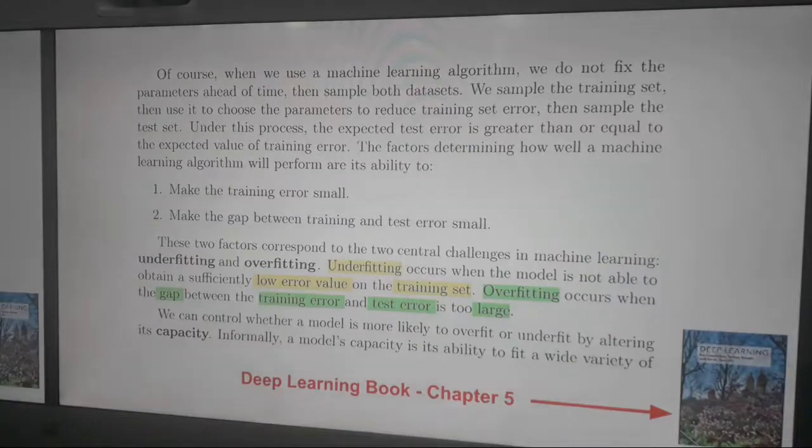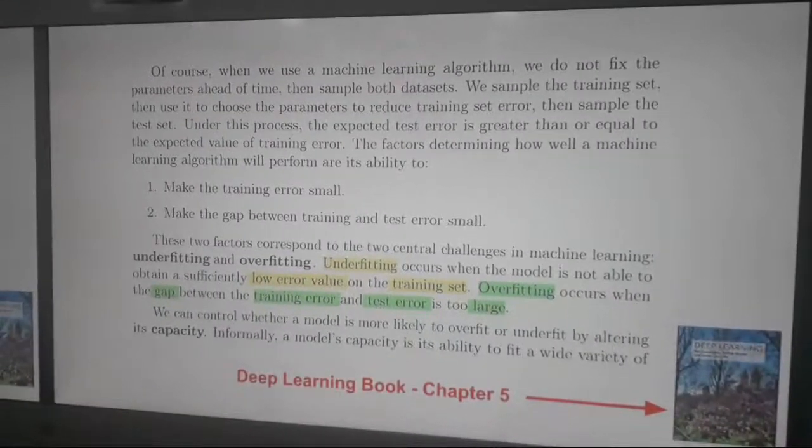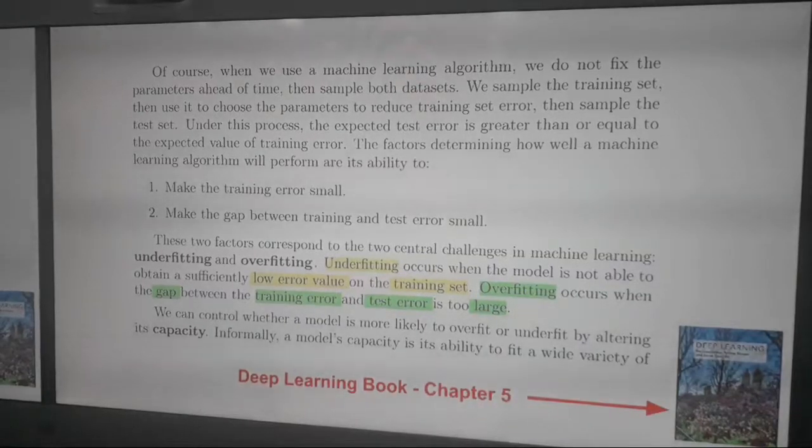So when it is not able to give you a sufficiently low value, that means that the model has what? Underfitted. You guys have to understand this. This is the most important. If you're not understanding it, today is a waste, so I want you to understand it. Underfitting is what? Let's read it together. Underfitting occurs when the model is not able to obtain a sufficiently low error value for the training set.